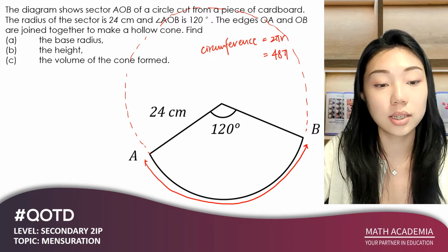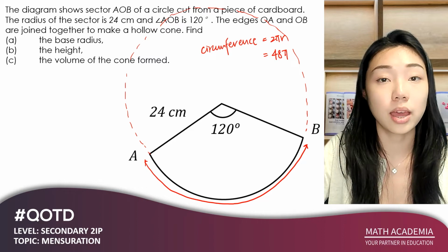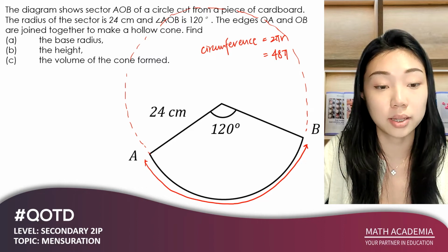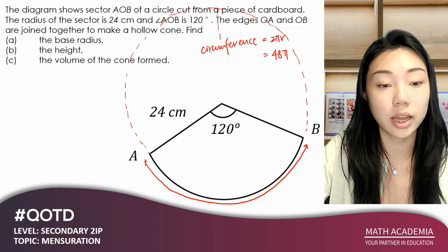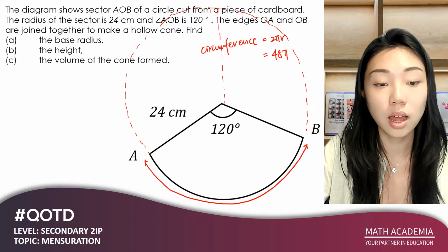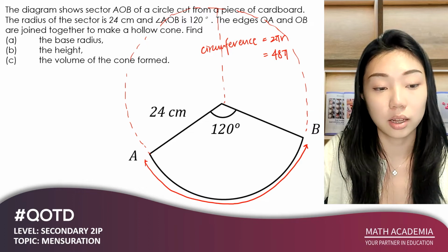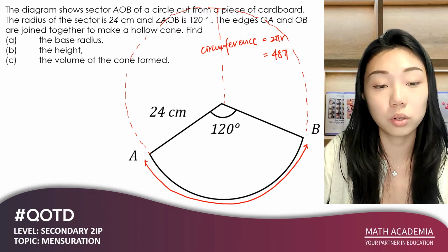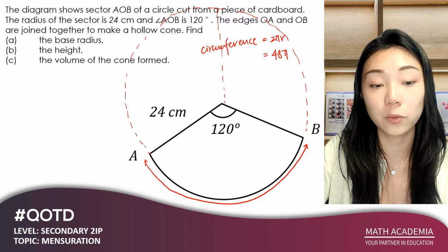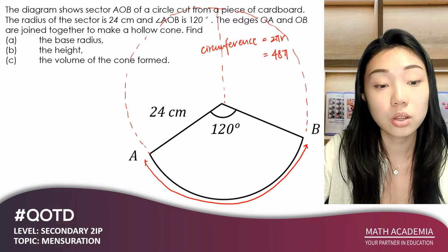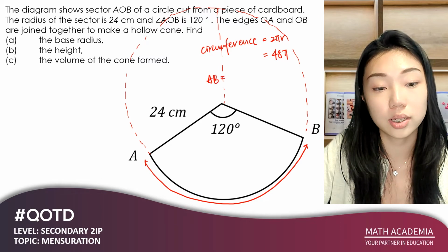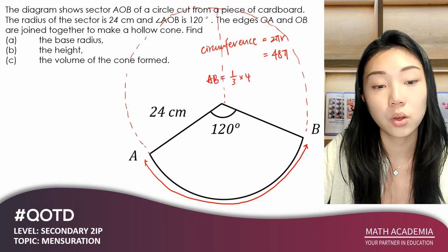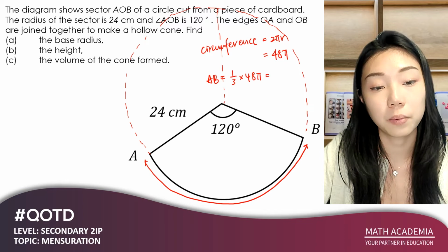And since the sector OAB has an angle of 120 degrees, this means that the sector OAB is actually 1/3 of the circle, and the curve AB would be 1/3 of the circumference of the entire circle. So therefore, AB would have the length of 1/3 times 48 pi, which is 16 pi.